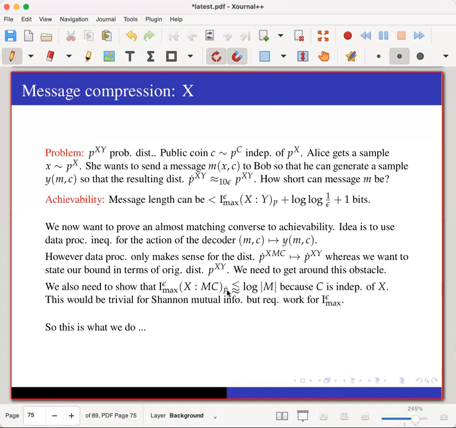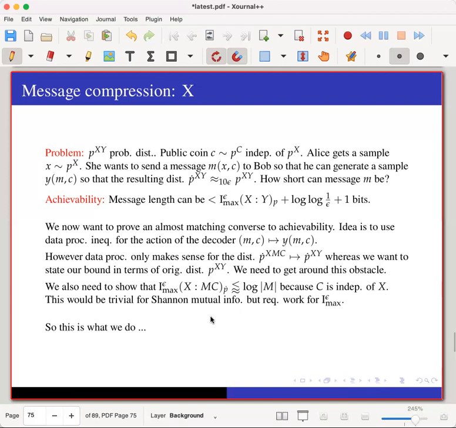And it will all work out if you can show that this is less than log N. I'm putting the approximately because this will not be quite true, but let's say it's approximately less than or equal to log N. M is, remember, the message register, so this is the number of bits of message. The only reason this might be true is because C is independent of X. Remember, the public coin is independent of X. So there is some hope of this being true.